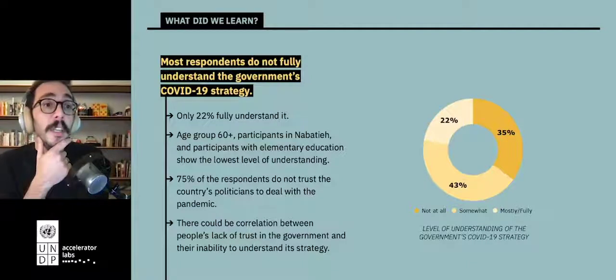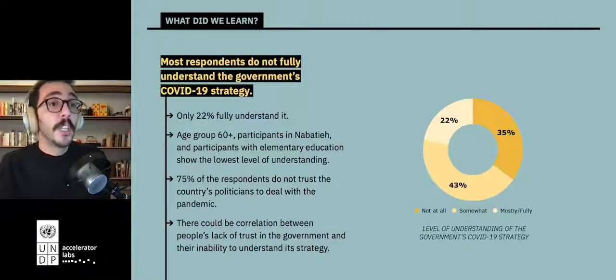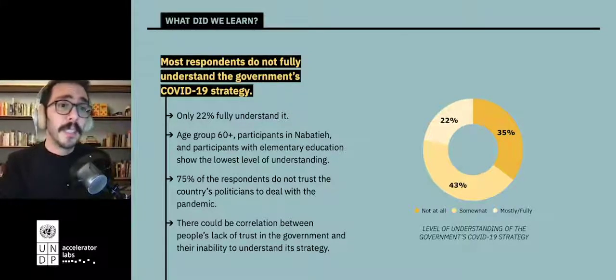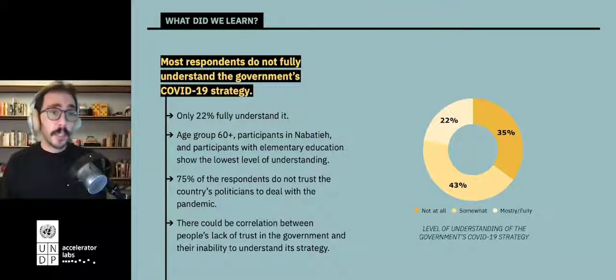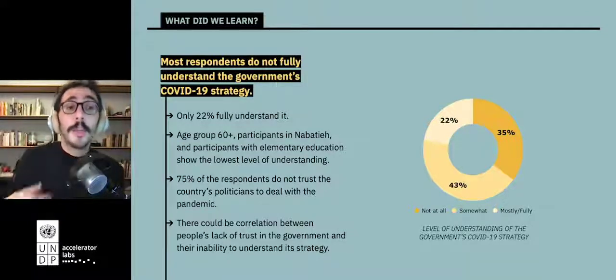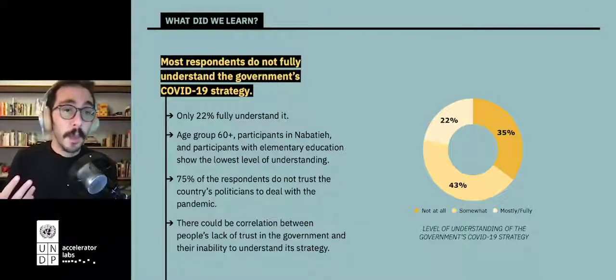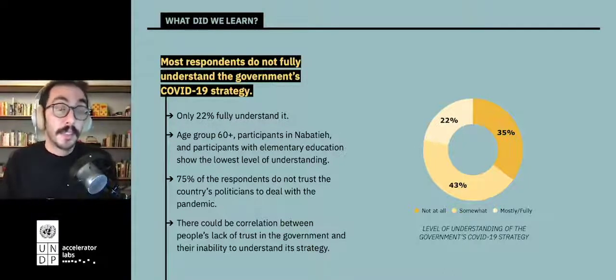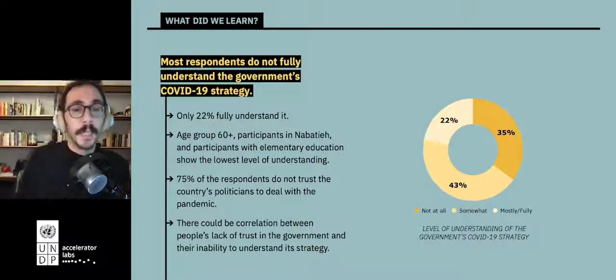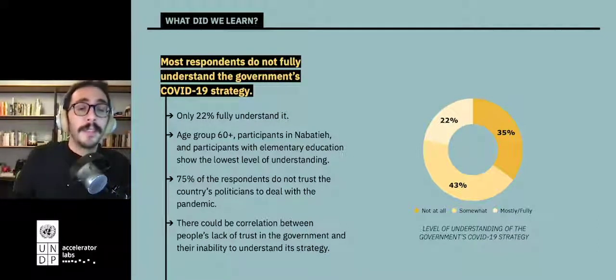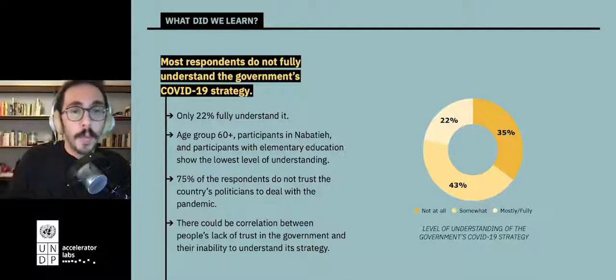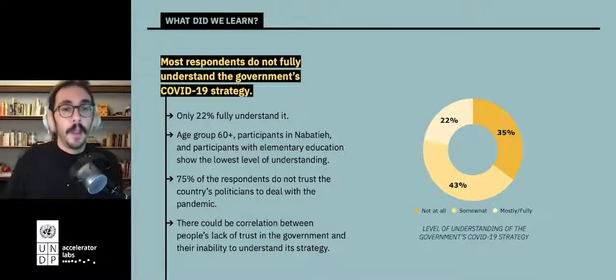Most of our respondents do not fully understand the government's COVID-19 strategy. Only 22% fully understand it. In the age group 60 plus, the participants in Nabatiya and participants with elementary education show the lowest level of understanding. 75% of the respondents do not trust the country's politicians to deal with the pandemic. There could be a correlation between people's lack of trust in the government and their inability to understand its strategy, but we haven't proven this yet. The assumption is that if somebody doesn't trust the institution or the government, then they won't even be interested in trying to understand the strategy that it is presenting.